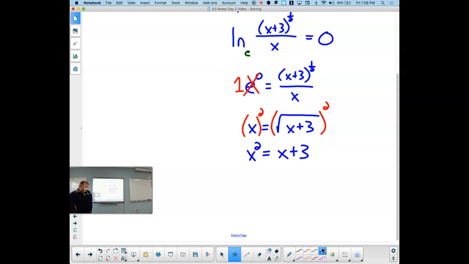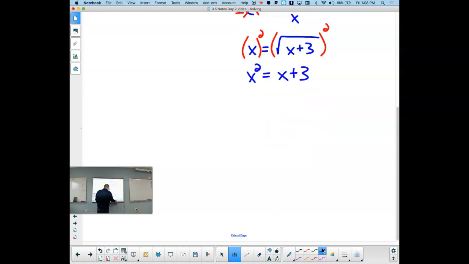Because I have a squared term and a linear term, I need to get everything onto one side. So I'm going to subtract x and subtract 3. And that's going to give me x squared minus x minus 3 equals 0. If this were factorable, I could factor it. If it's not factorable and I'm solving, I could graph it. I could put it on Desmos or a graphing calculator and find it that way. Or I could use the quadratic formula.